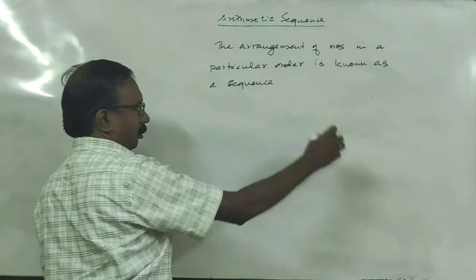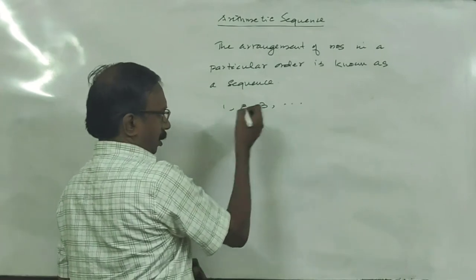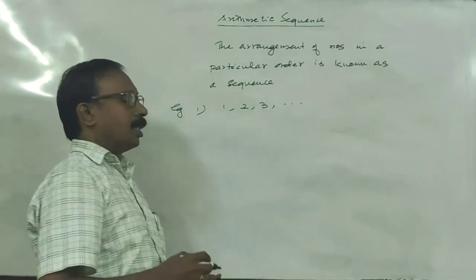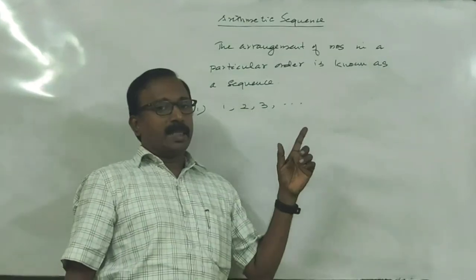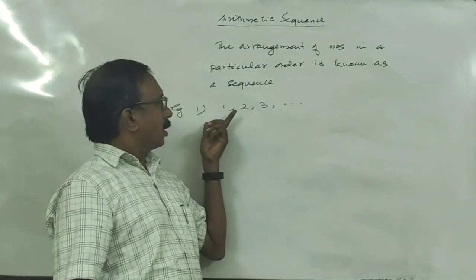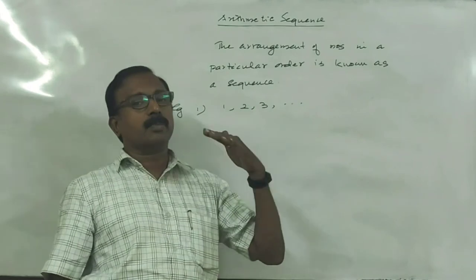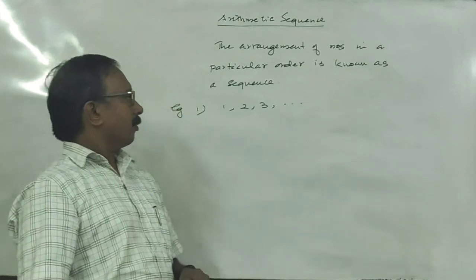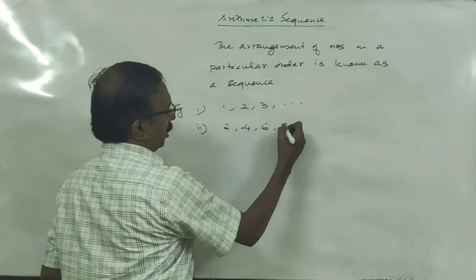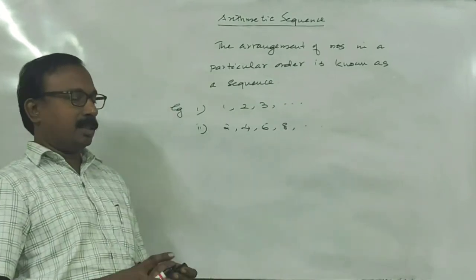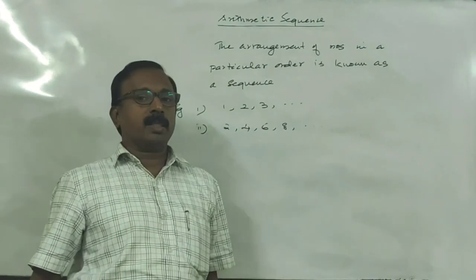That means 1, 2, 3, etc. This is an arrangement of natural numbers, a set of natural numbers. 1 plus 1 is 2, 2 plus 1 is 3, 3 plus 1 is 4, etc. Now, 2, 4, 6, 8, etc. Here, 2 plus 2 is 4, plus 2 is 6, plus 2 is 8.